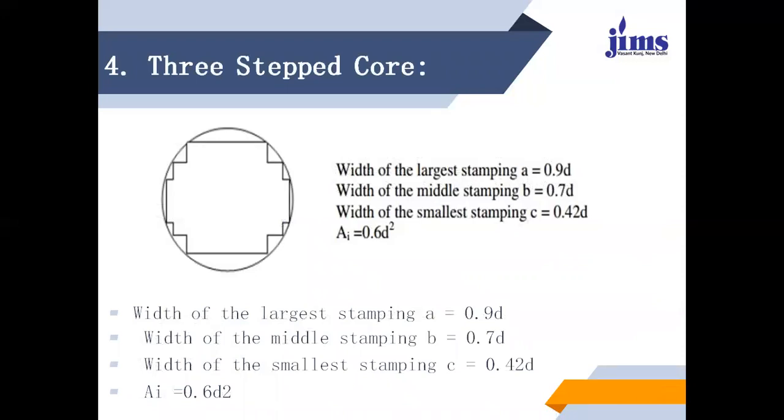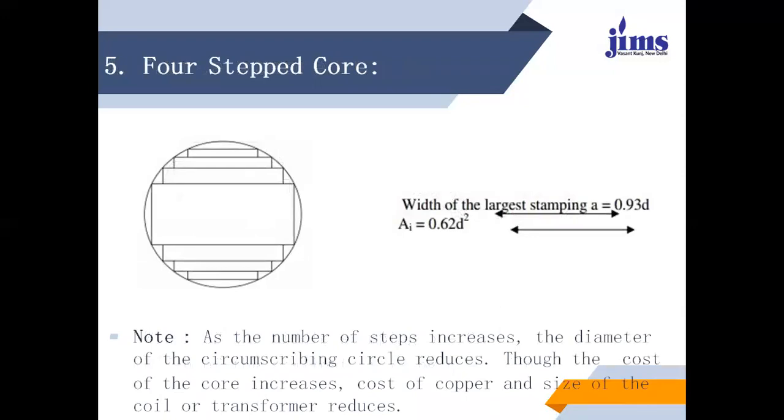Next will be the three-stepped core. Width of the largest stamping A is 0.9 D, width of the middle stamping is 0.7 D, and the width of the smallest stamping C is 0.42 D. The area becomes 0.6 D squared. For the four-step core, the width of the largest stamping is 0.93 D, and similarly the area Ai comes out to 0.62 D squared. As the number of steps increases, the diameter of the circumscribing circle reduces. So the cost of the core increases, while the cost of copper and the size of the coil or transformer reduce.